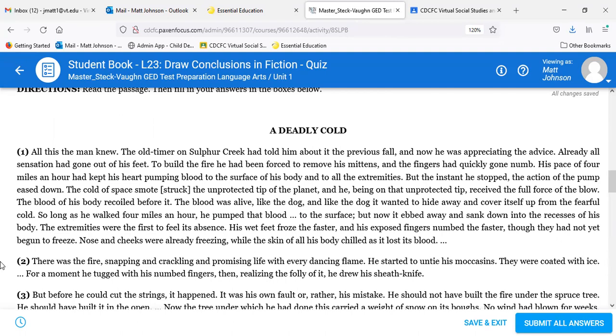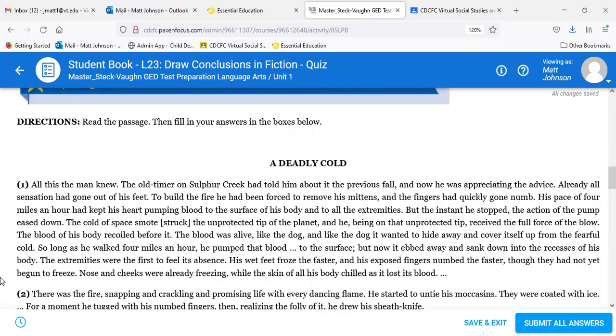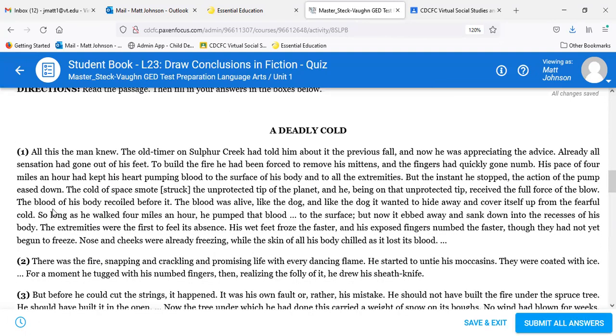That was kind of part of the ideas that we were looking at. This is from that same piece. It's To Build a Fire by Jack London. Tracy, could you read the first paragraph for us?